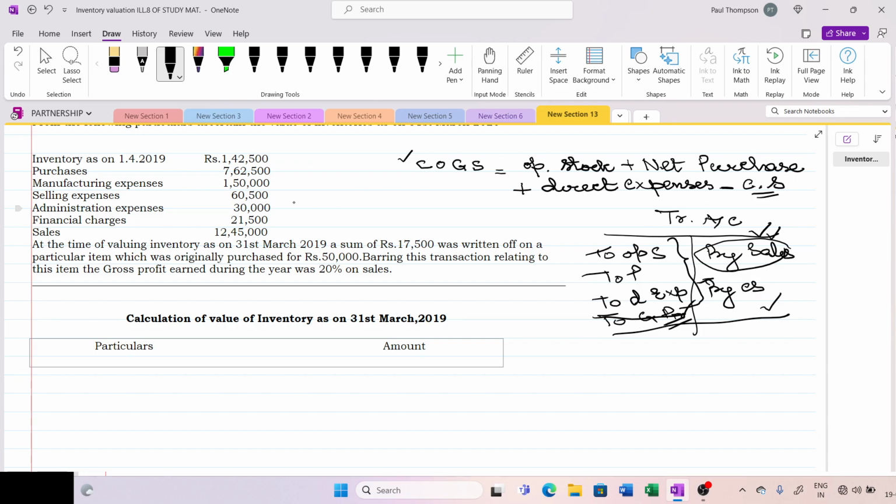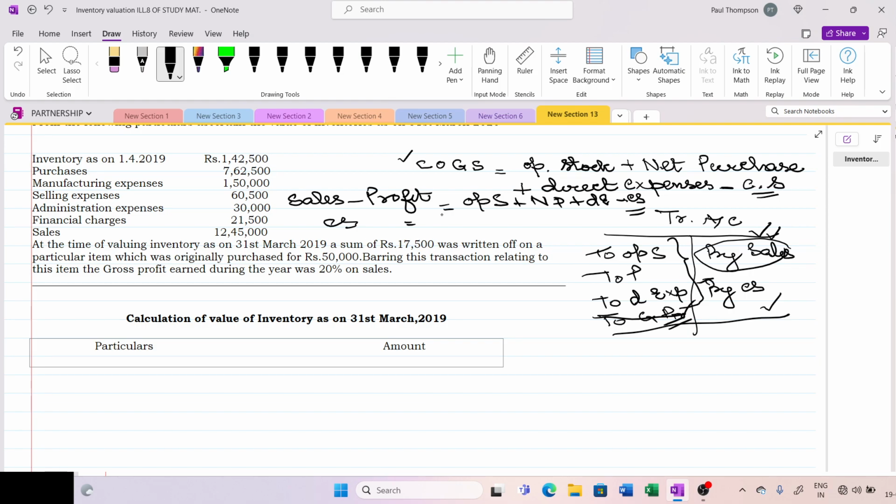Okay, so now there is one more: cost of goods sold is sales minus profit. Whatever the goods you sold, that is in selling price. And if you remove the profit portion, that is the cost of the goods sold. So then this is equal to opening stock plus net purchases plus direct expenses minus closing stock. Okay, now we need only closing stock. Here valuation is always about closing stock.